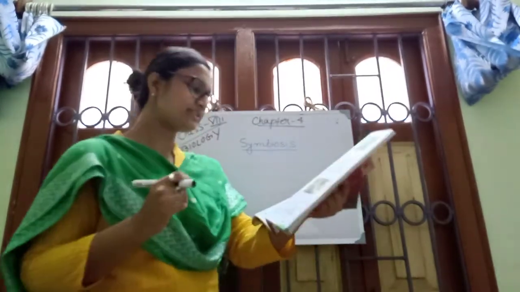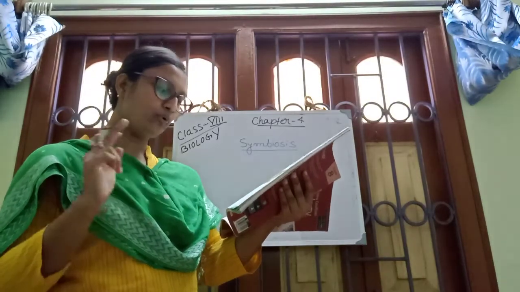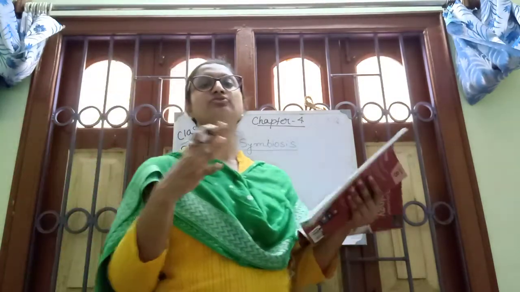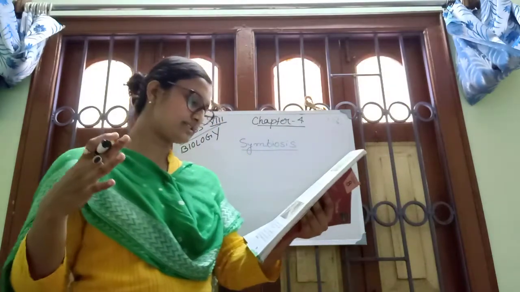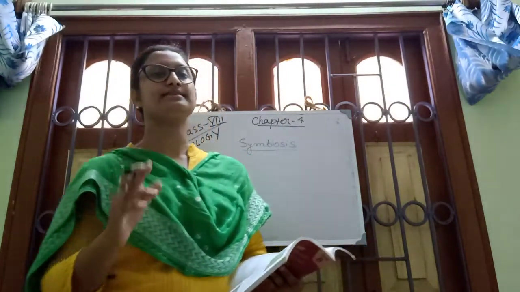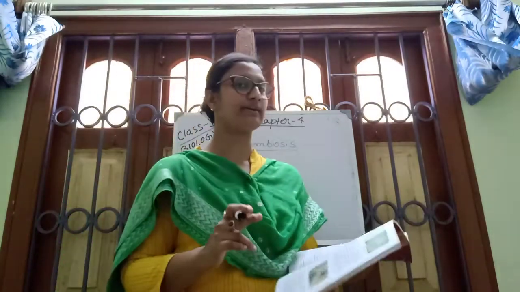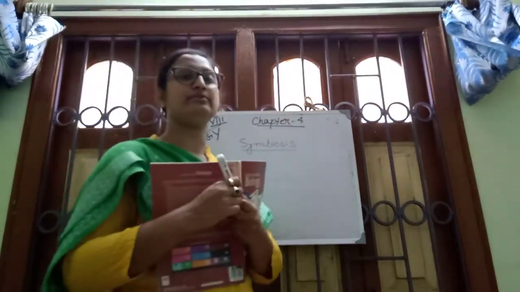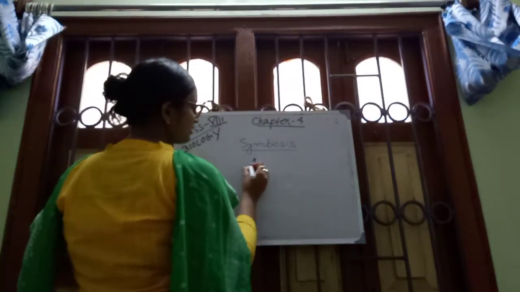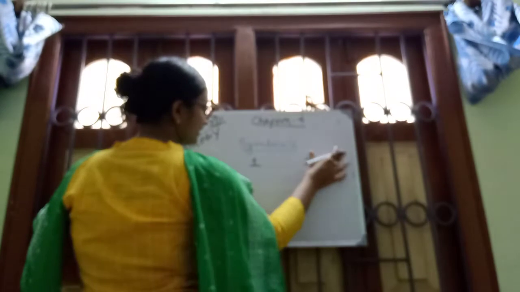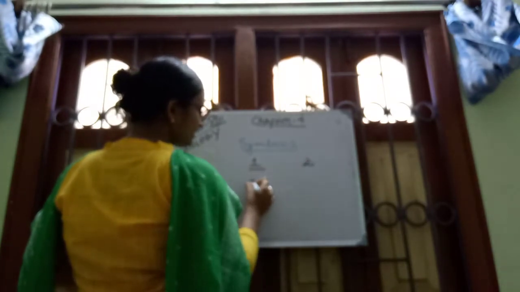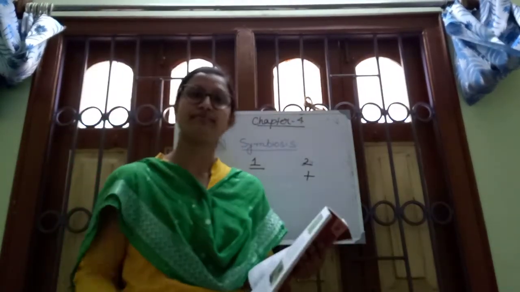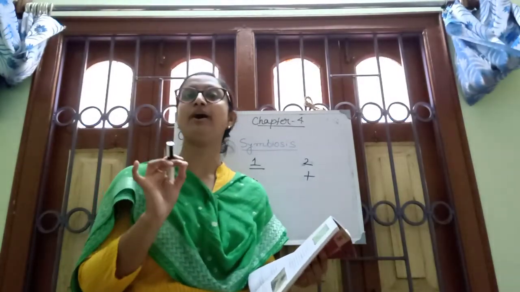Symbiosis is the association between two organisms in which both organisms mutually benefit from the relationship. It is the association between two organisms where both individuals are benefited. Here I am marking one individual and another individual, both are benefited, meaning plus and plus. Both benefit from this relationship, and this relationship is called symbiosis.